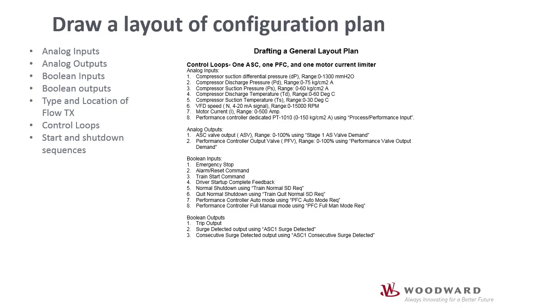Next, the layout should have control loops. How many anti-surge controllers are there? How many, or what kind of, performance controllers are there? Is it driving an IGB, or is it driving a steam turbine? Are we having a load sharing controller? Any limiter loop such as a motor current limiter? Also, the sequence of startup and shutdowns. Those things we need to make very clear on a layout of the configuration plan.